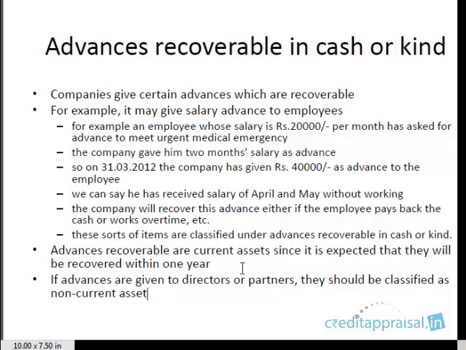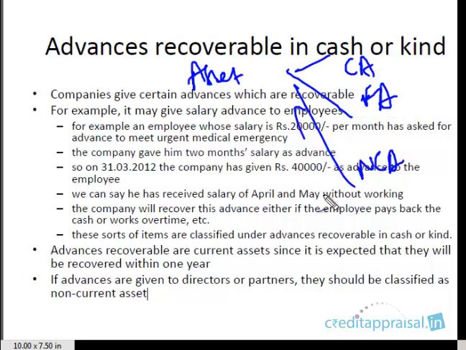Okay. So with this we come to the end of this segment. In this segment we have discussed current assets, right? We have mentioned that assets we can classify under four major heads: current assets, fixed assets, non-current assets, and intangible assets. Now we have discussed the various items that come under current assets. So with this we will conclude the segment. In the next segment we will start the discussion on fixed assets, right? See you then.